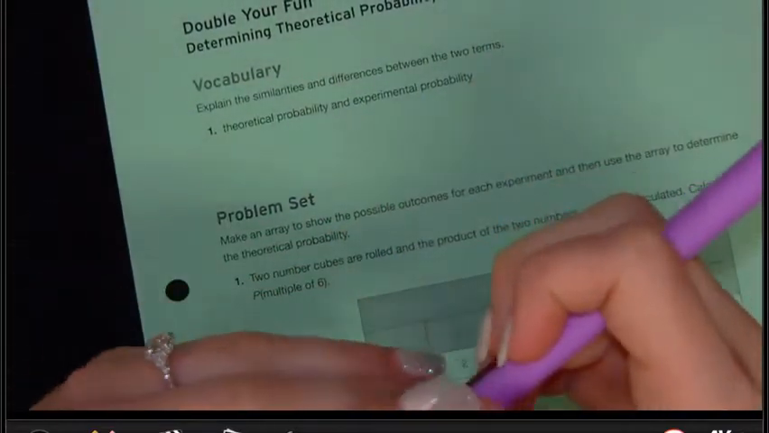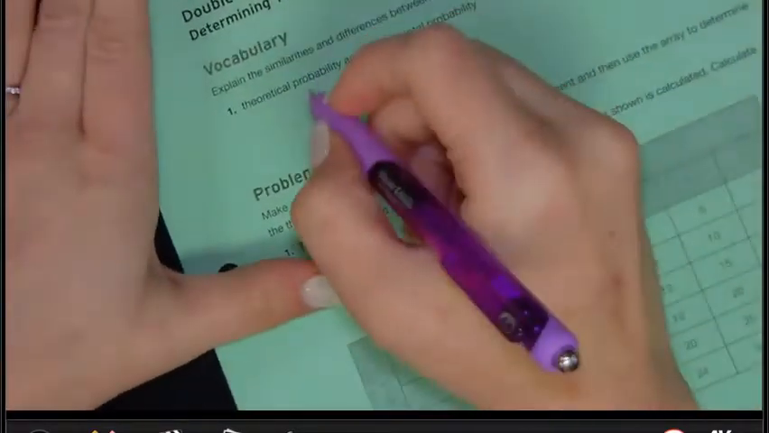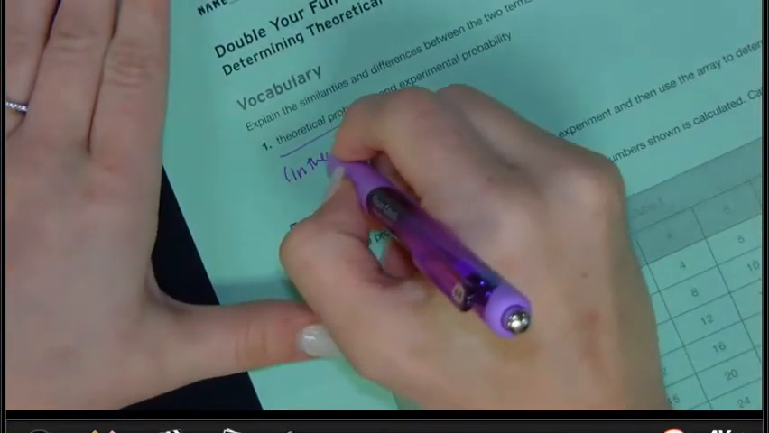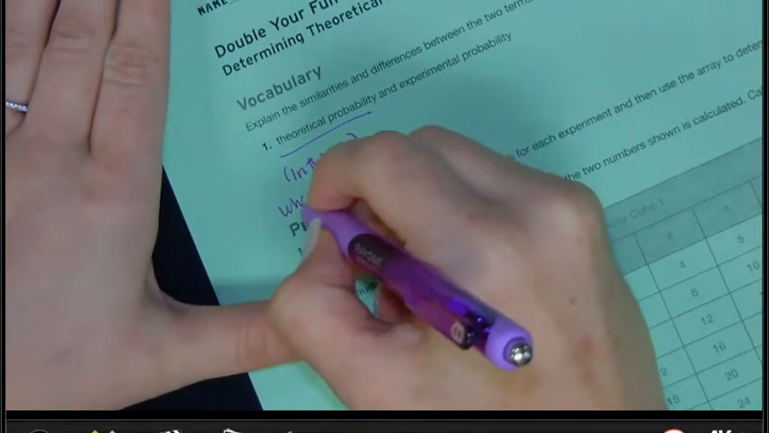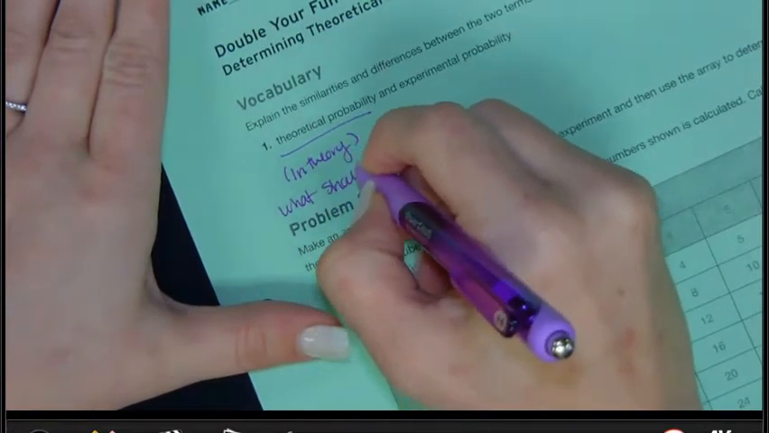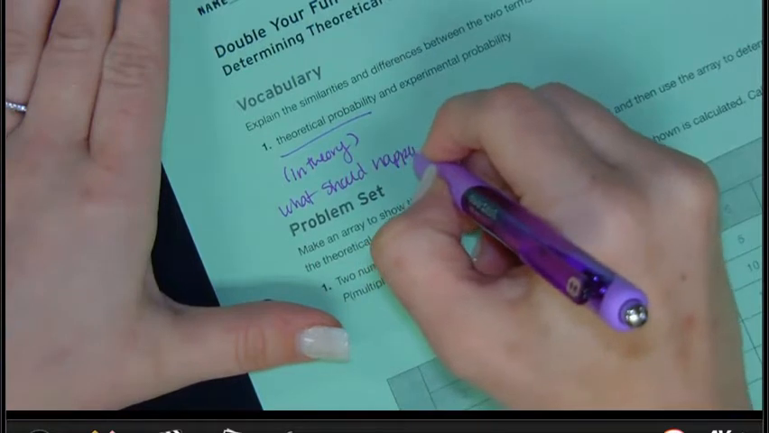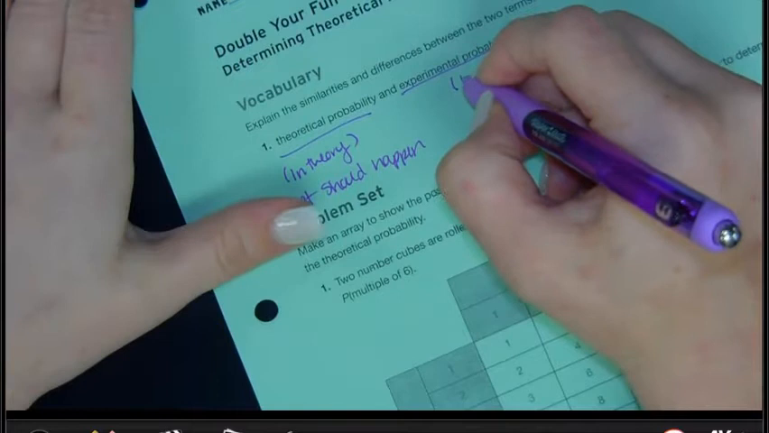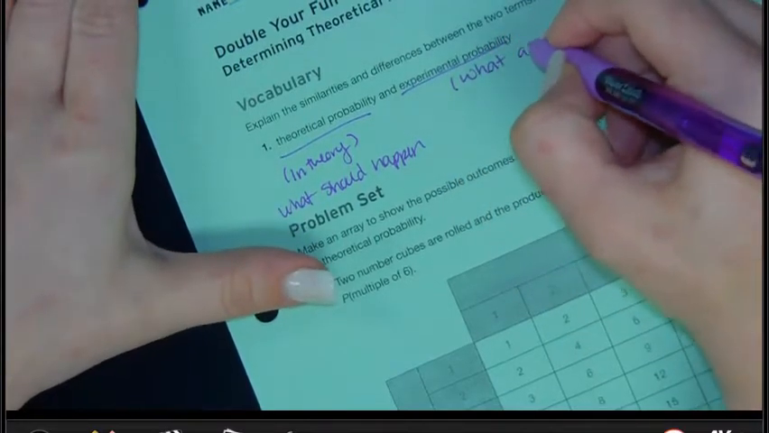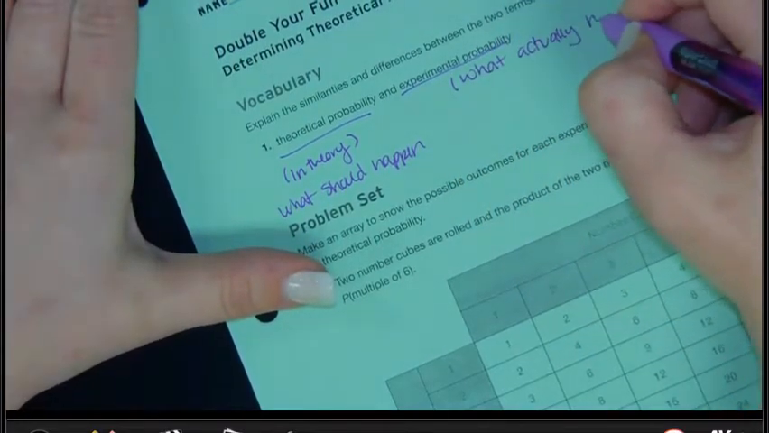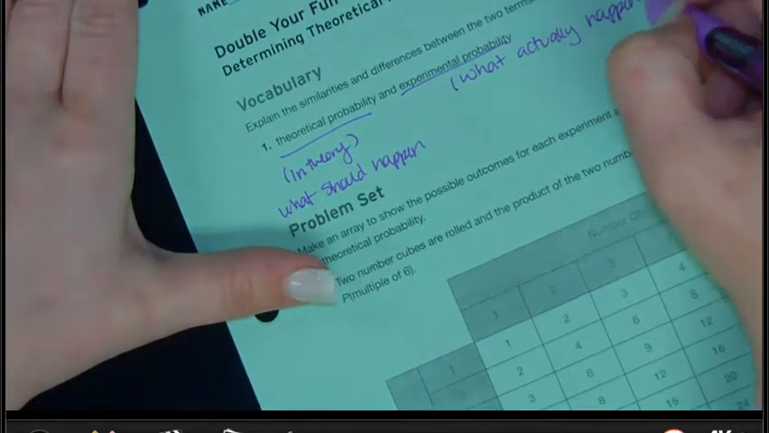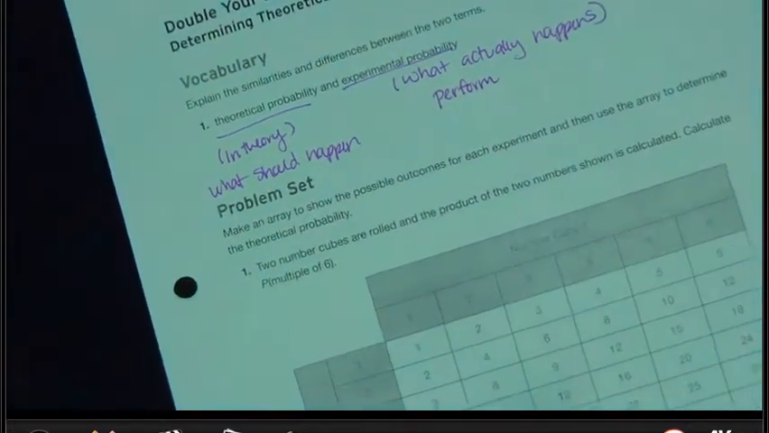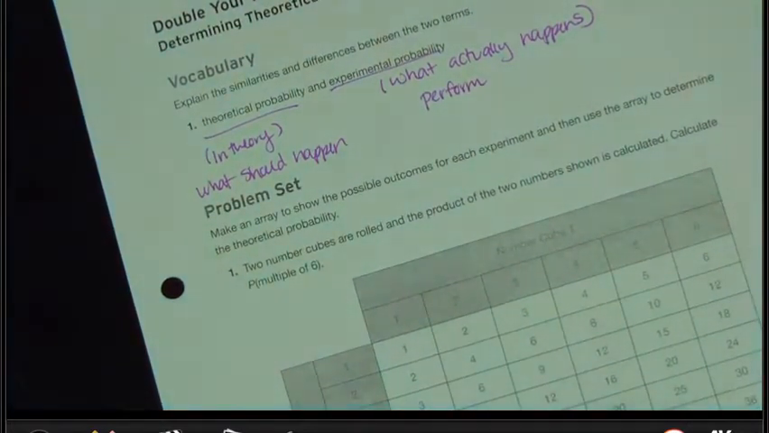All right, so the first section is asking us the different vocabularies for theoretical and experimental. Theoretical, remember, this means in theory. Okay, what should happen? And experimental probability means what actually happens. Perform. It means you're actually doing the experiment. You're really performing the experiment.